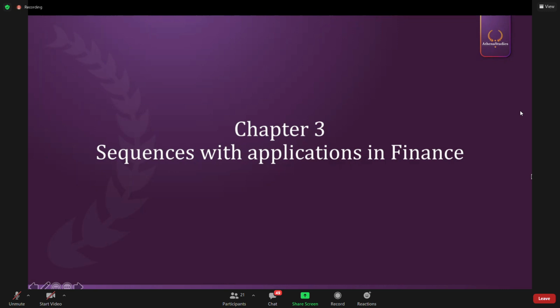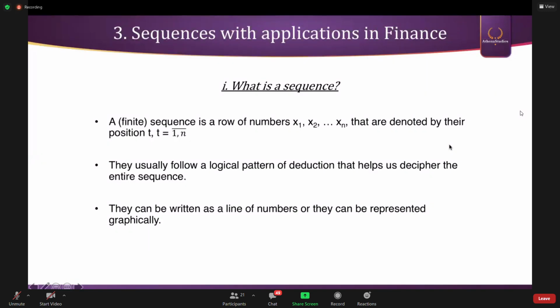We're going to speak about sequences with applications in finance. At the end, we're going to speak a little bit about the applications in finance. You've already probably heard of these things like future value and present value, so I'm not going to extend too much into them. Let's go ahead.